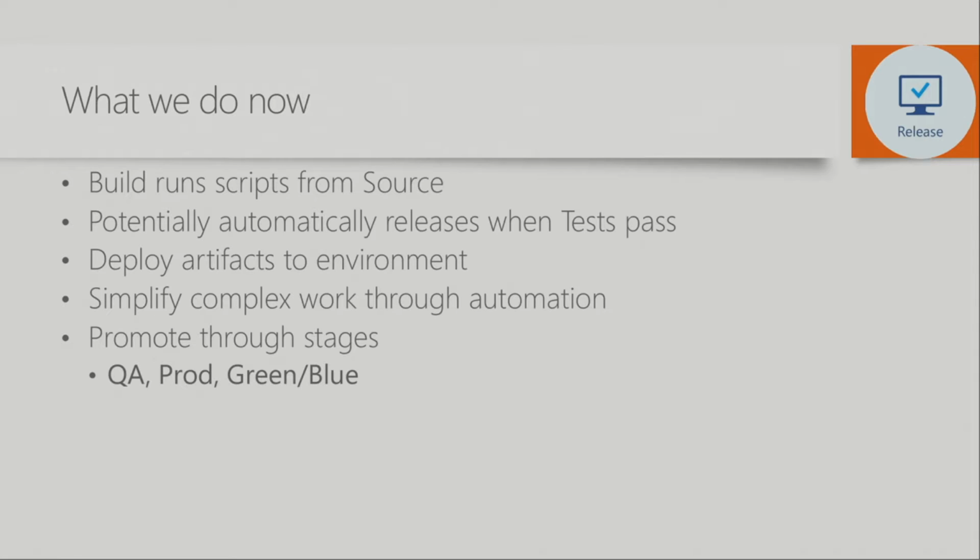We talked before about how the build is just running script from source. We're going to look at running a release from source. Now again, there's a variety of tools out there. We're going to use the tools we've been looking at. There's a variety of partner tools out there from Chef and Octopus and many others that do release management.